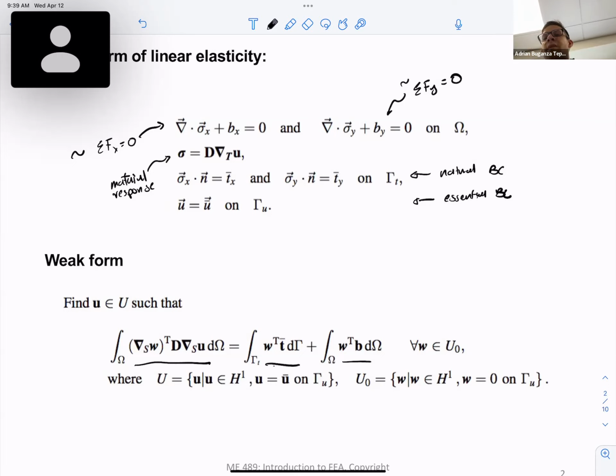And then, as usual, the essential boundary conditions are stated so that the U's have to satisfy the essential boundary conditions, and the W's are 0 for the boundary where you have essential boundary condition. So same structure as before.